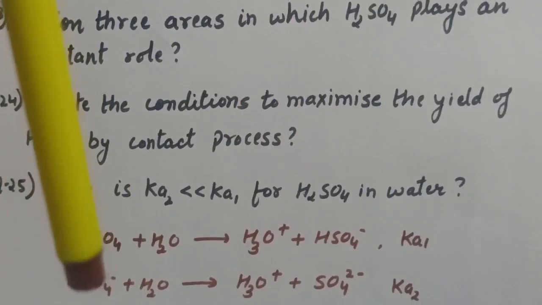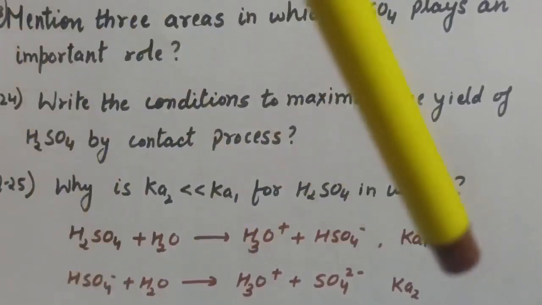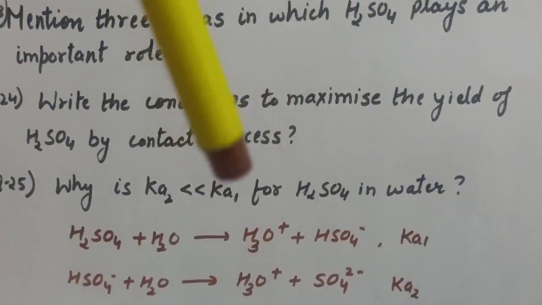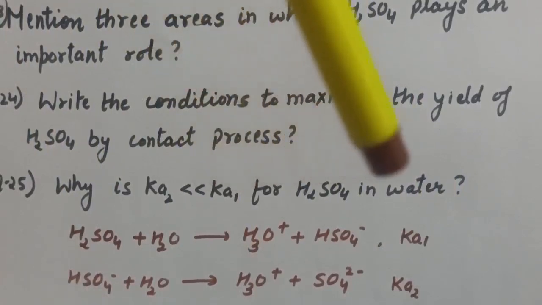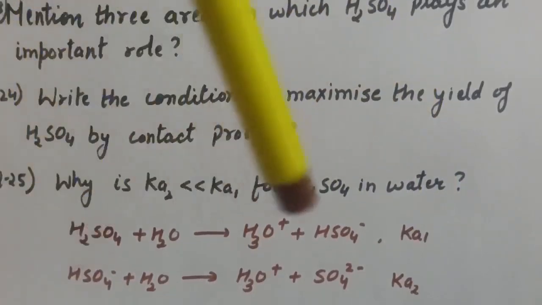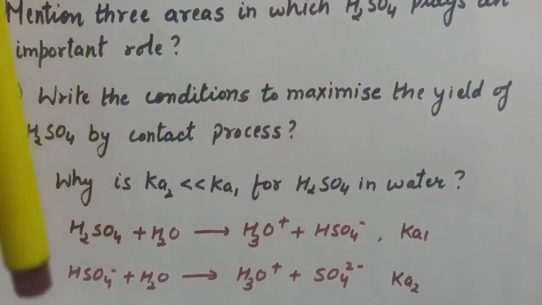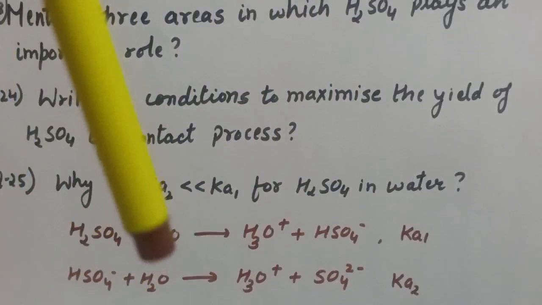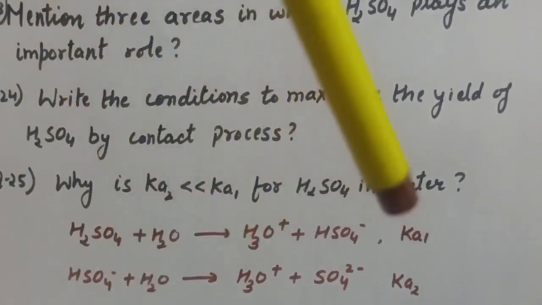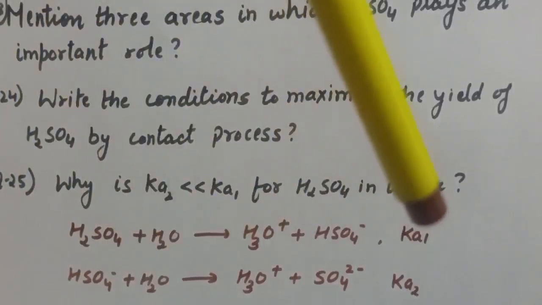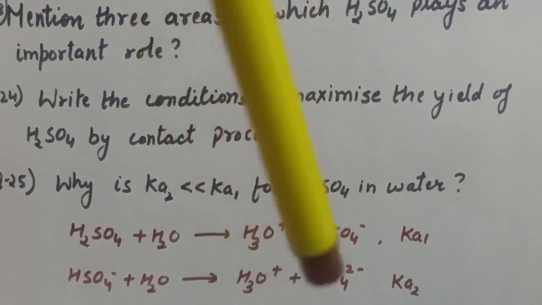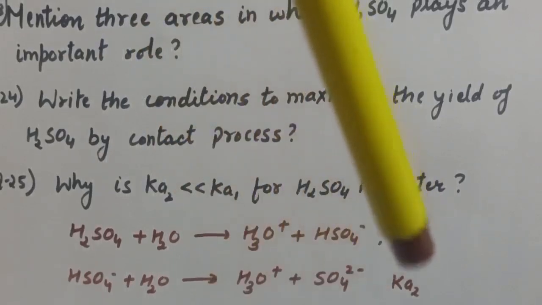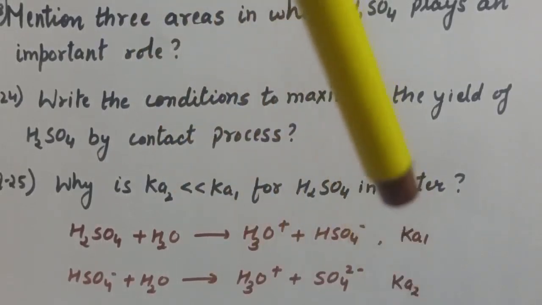the tendency to donate one more proton from HSO4 negative becomes difficult. That is why Ka2 is less than Ka1 for H2SO4 in water, because after losing one proton, this HSO4 negative has less tendency to donate one more proton, and that is why there is a difference in Ka1, that is the dissociation constant for the first step, and the second dissociation constant. There is a difference in the values of Ka1 and Ka2.